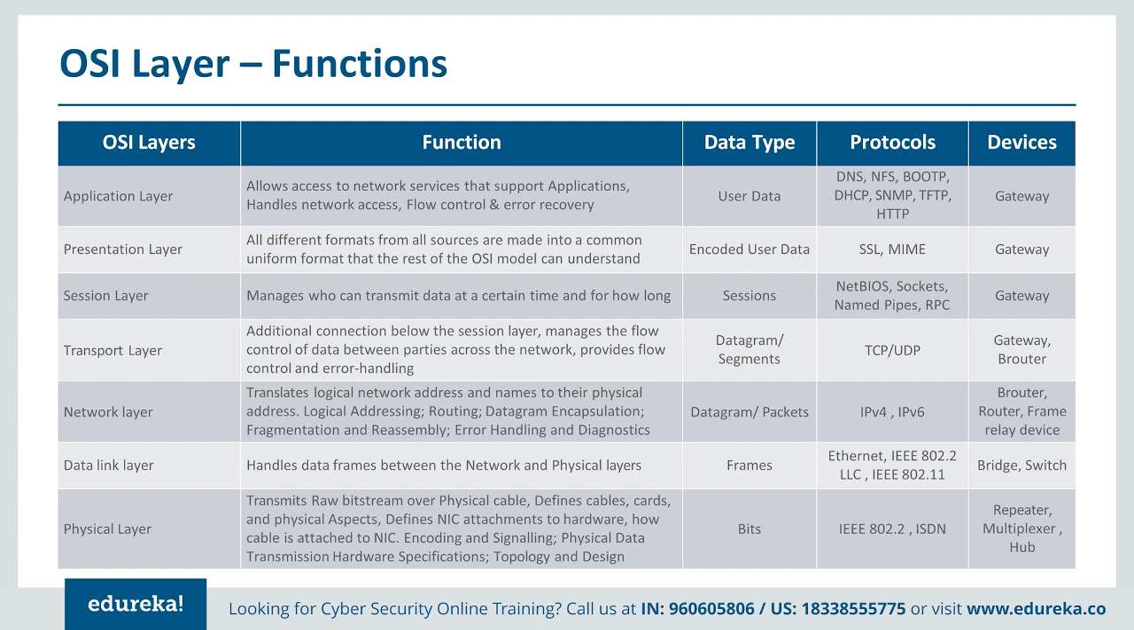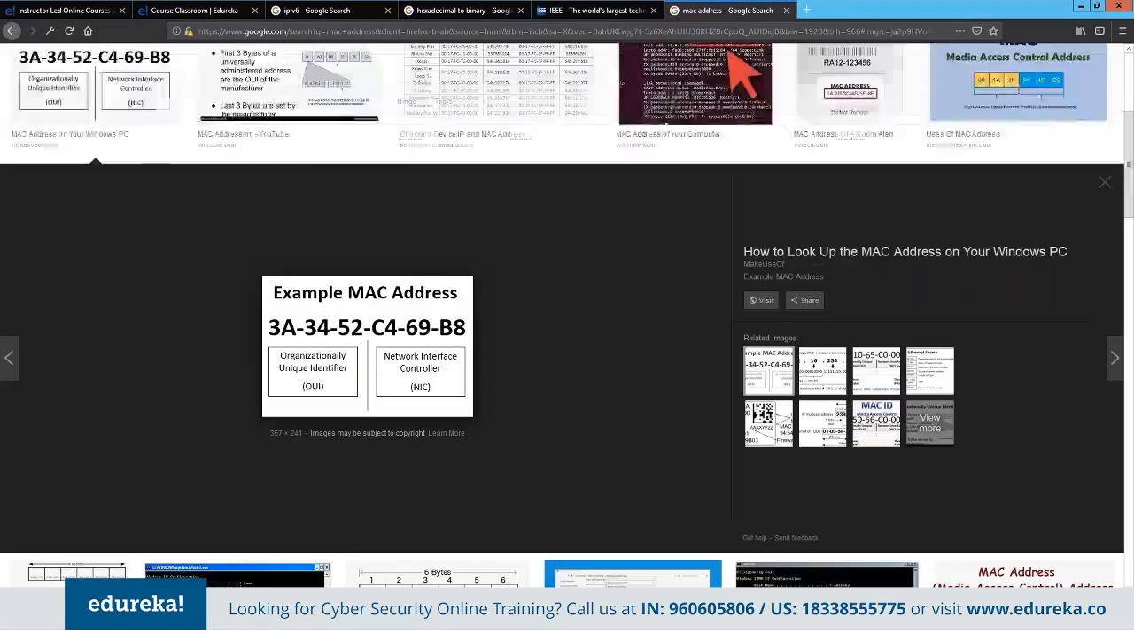So the physical address, the MAC address, is created while manufacturing the device and it is hardware built. There are multiple capacitors which will be burned down when manufacturing. This is how the MAC address looks, for example 3A, 34, 352, 6C4, 69. These MAC addresses are embedded on the network device.